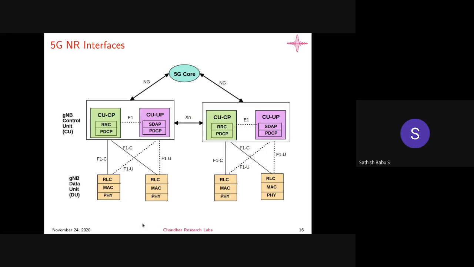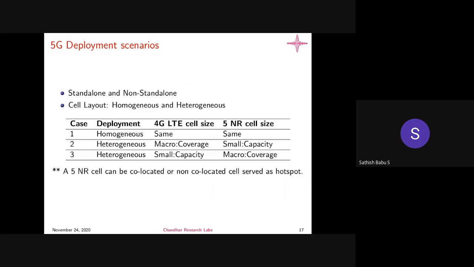And the R interfaces I neglected right now. The control unit and the data unit communicate with the interfaces F1-C and F1-U. So these are the very basic interfaces you have to know. If you want to know all the interfaces, then you can do a deep reading based upon your interest. So far we have seen the basic core network architecture, how it evolved from the 4G network architecture, and the very basic network interfaces in 5G.